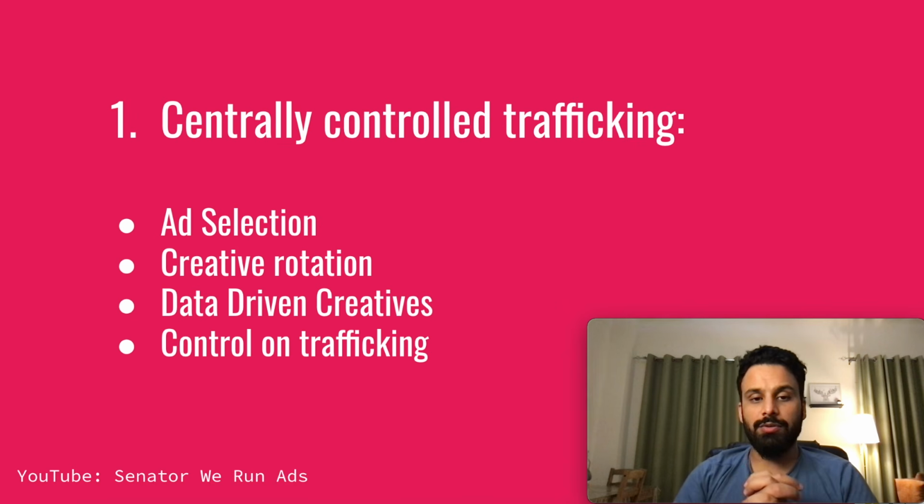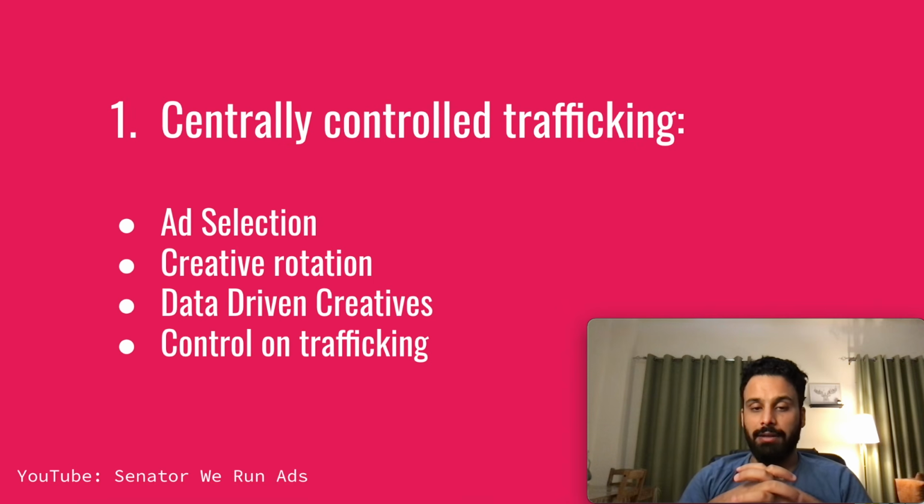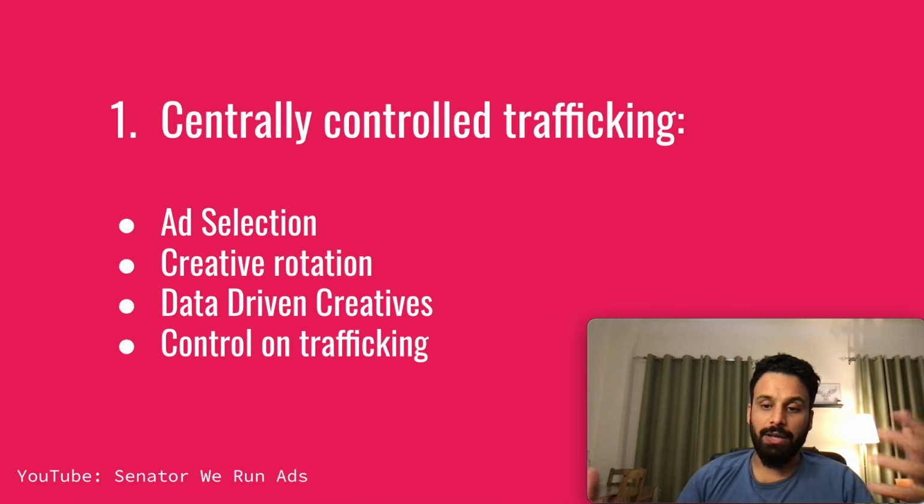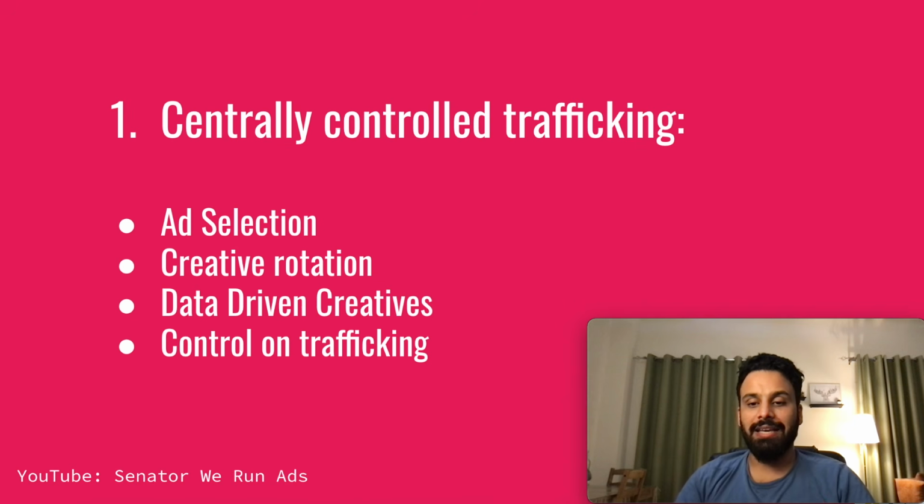Now the first use is centrally controlled trafficking. What I mean by centrally controlled trafficking is, for example, I have a campaign running with bbc.com. For example, I am eToro. It's a trading platform where you can buy and sell stocks, commodities. Now, when I have this campaign with bbc.com, what I can do is I can control on my ad server that if somebody goes to bbc.com on a mobile device, they should see a different ad. If somebody goes on a desktop device, they should see a different ad.